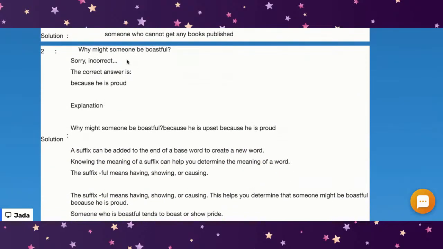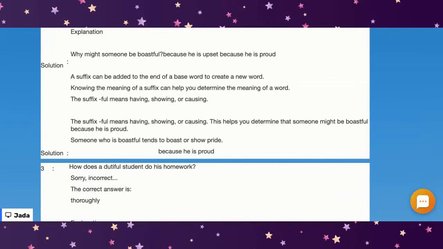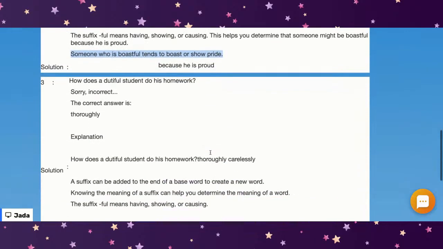Why might someone be boastful? So what will make someone be boastful? We already know that -ful means having, showing, or causing. So this means you determine that someone might be boastful because he is proud. So a proud person is boastful. Someone who is boastful tends to boast or show pride. So it's showing something because he is proud.